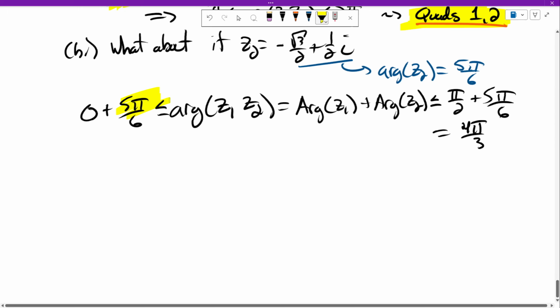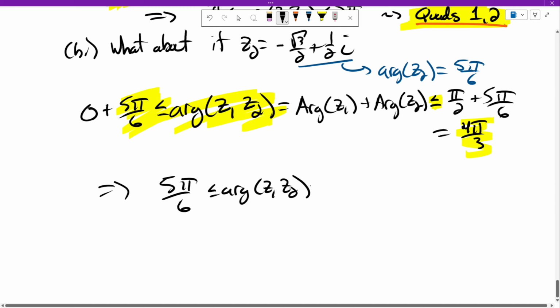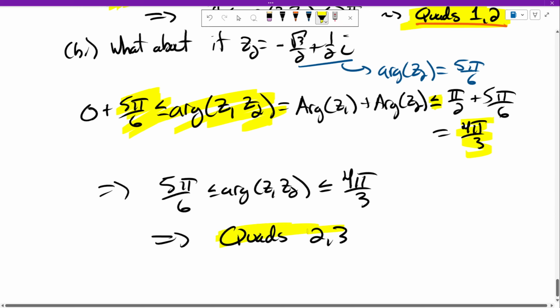So if we read left to right, we find that z1 z2 has argument, again, this is not the principal argument now because we're exceeding pi. But we can take as one of the values for the argument something between 5 pi 6 and 4 pi thirds. So this tells us that it could be in quadrants 2 or 3, depending on what the argument of z1 actually is. Again, we don't know exactly, but we can do this argument arithmetic to narrow it down to 2 quadrants.